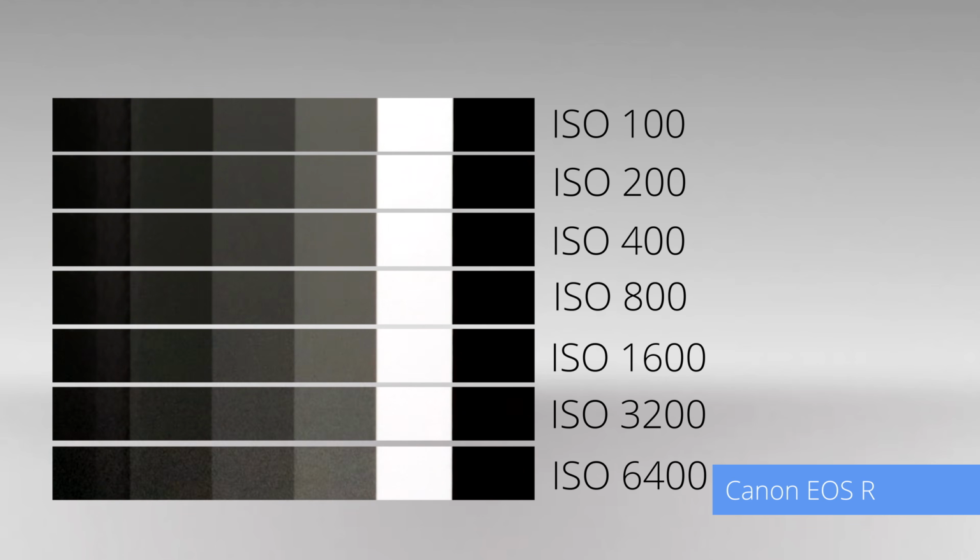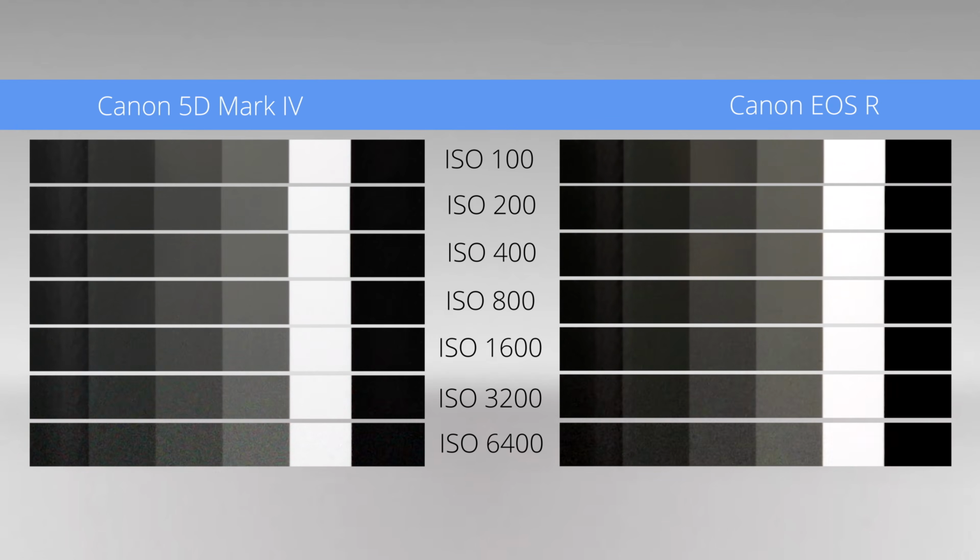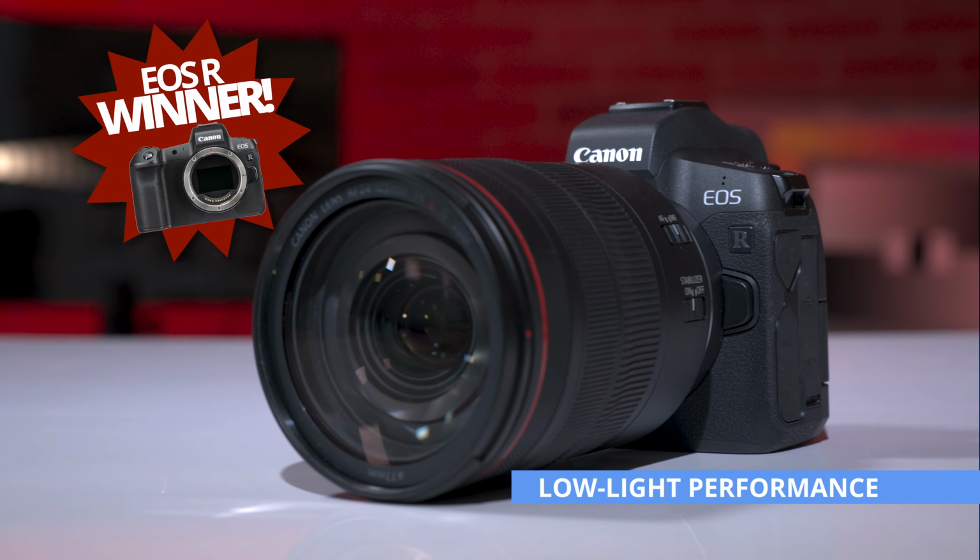The EOS R was able to shoot 2 stops greater with noise starting at ISO 800 and is acceptable up to ISO 6400. They both have similar amounts of noise, but the EOS R doesn't color shift at the higher ISOs like the 5D Mark IV does, making it less noticeable. Winner: EOS R. Because the sensor is the same on these two cameras, we were curious if what isn't the same would affect their dynamic range.